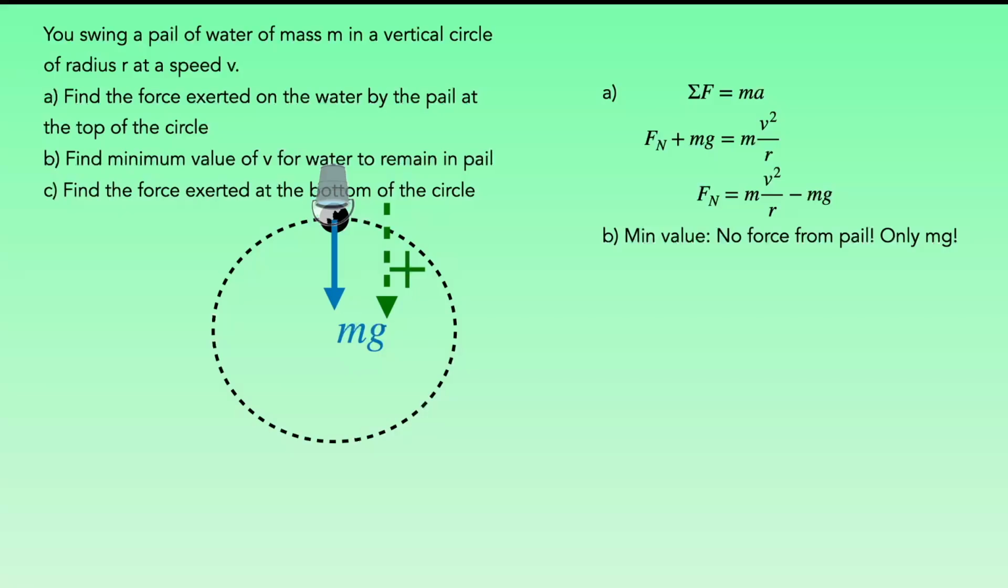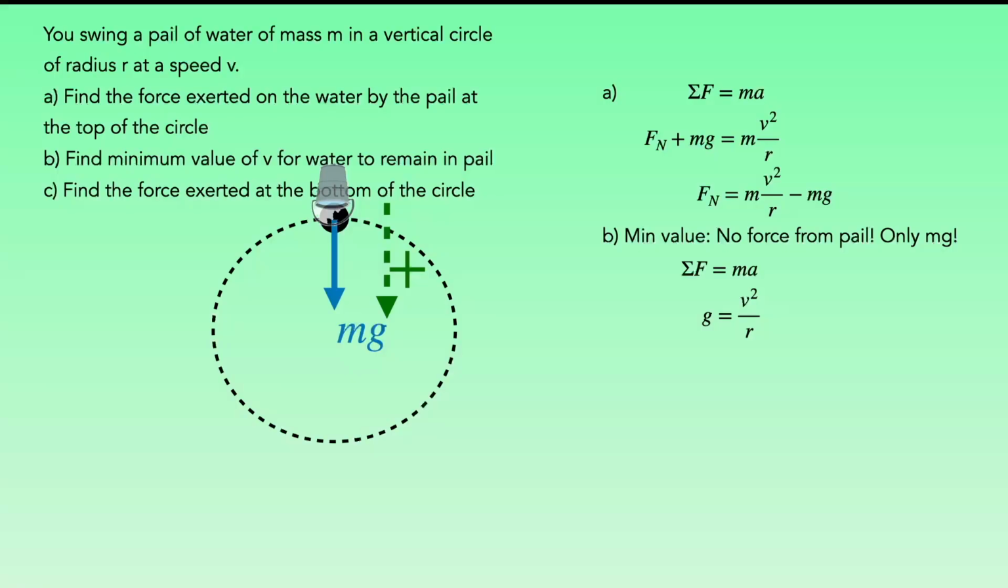Anytime they say barely get over the top or the minimum value of V over the top, what you want to do is just have that free body diagram that just has mg. If you think of the rope attached to this, it would go slack when it just barely makes it over the top. There's no tension pulling on that, so there's no normal force pulling down on the water. So we do our Newton's second law. The total force is just mg, and mg equals ma, so g equals the centripetal acceleration, v squared over r. Just canceled the m's out.